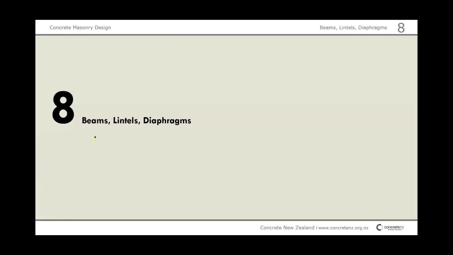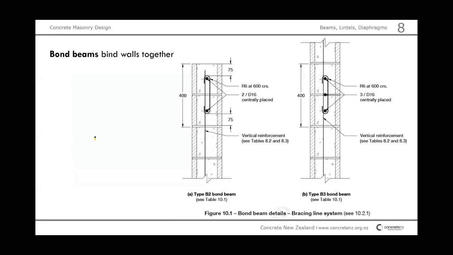Beams, lintels, and diaphragms. So I will start with bond beams. They sit on top of every wall. There's no concrete masonry wall without a bond beam. We need this to stabilize the top of the wall.